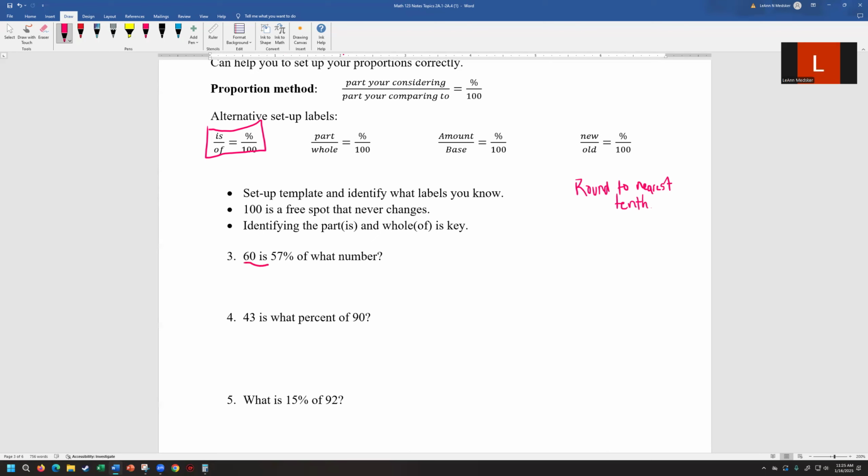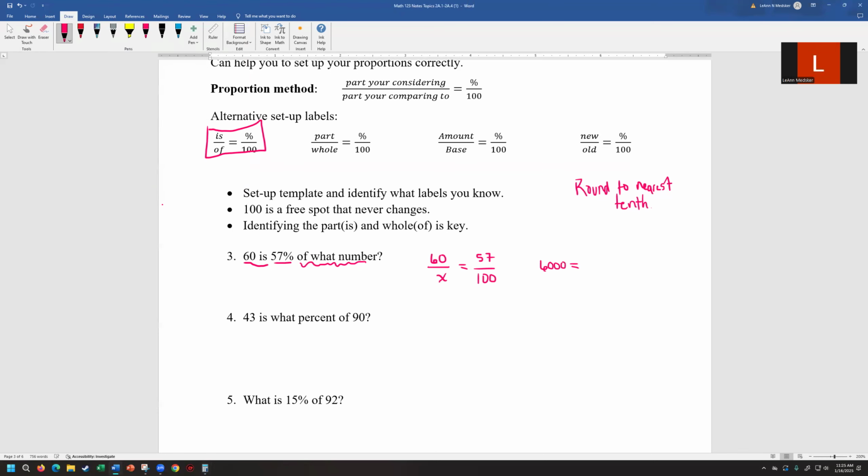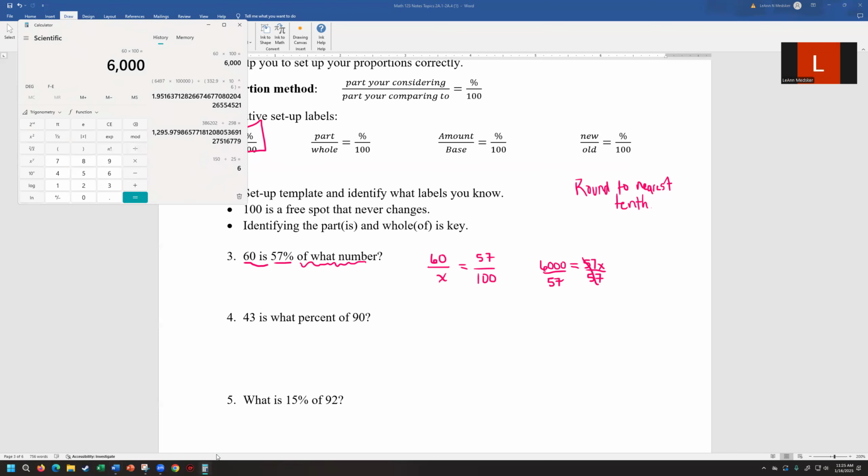So we have our 60 is, we have our 57 is our percent. We are missing the of. So if we write is, which would be 60, over of, which I don't know, the percent we would write in as 57 over 100. This is just cross multiplying. So we're going to write 60 times 100. That would be 6,000 equals 57 times x. So that'd be 57x. And then remember, you always divide by the one that's next to your x to isolate that x. So we divide this by 57.